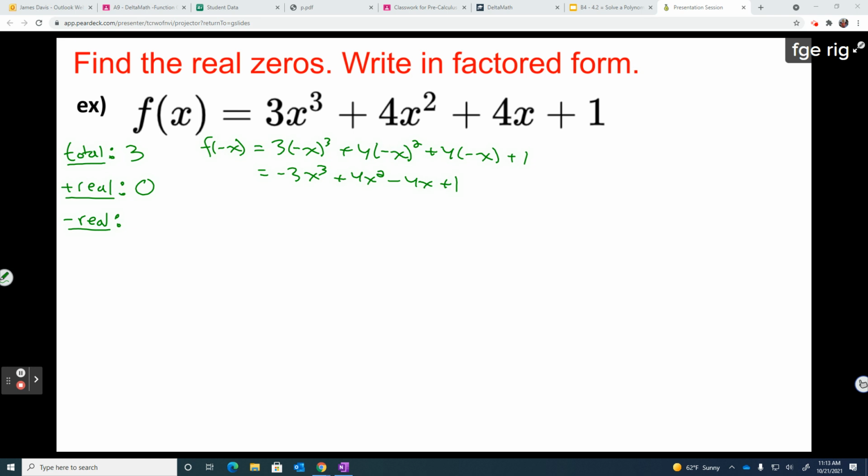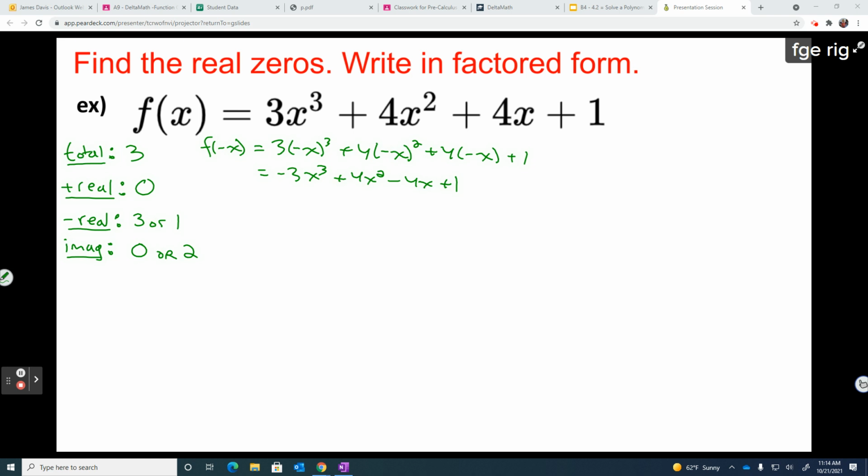So how many negative reals? Yeah, 3 or 1, right? We got 1, 2, 3 sign changes. So 3 or 1. And imaginaries, either 0 or 2, because if we have 0 and 3, that would be all 3 of them, so that means we'd have no imaginaries. If we had 0 and 1, that would only be 1 of them, and we need 2 more, so that's why we get 0 and 2.